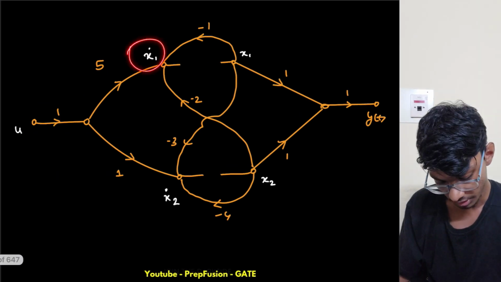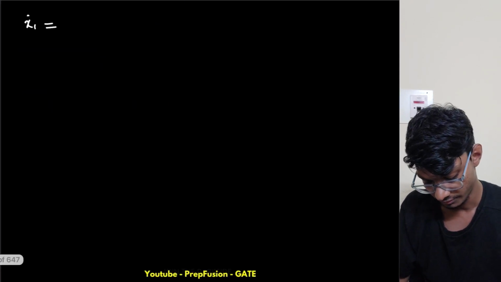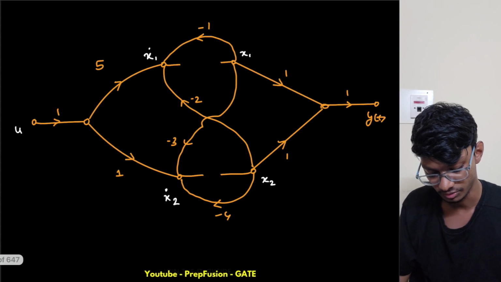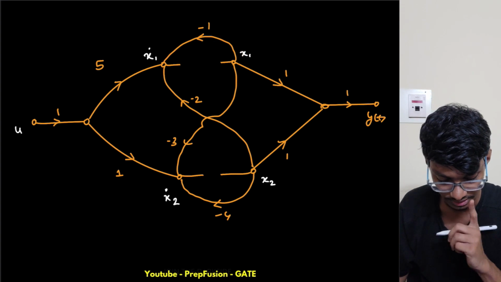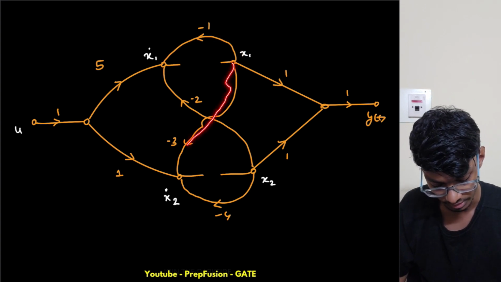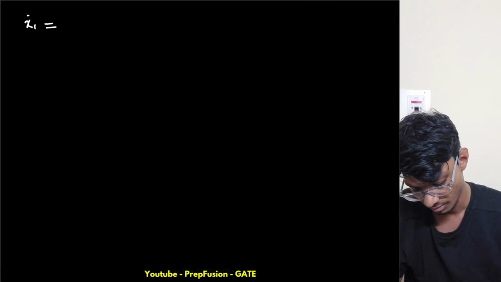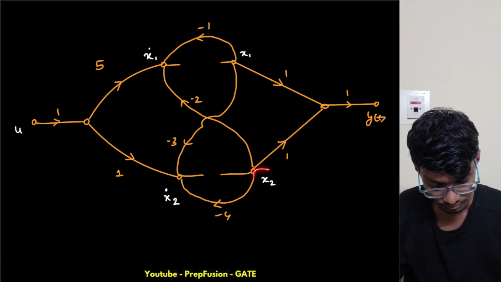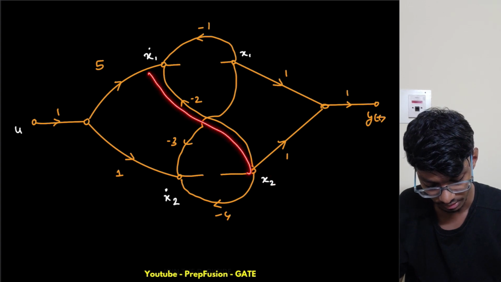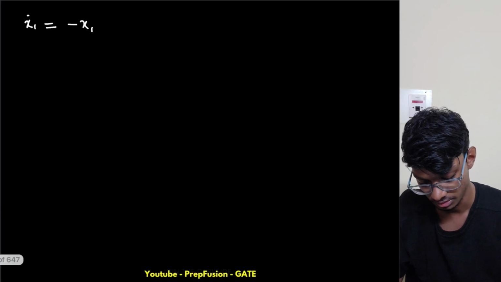What is x1 dot? x1 dot can come from u, 5 times u. That is one thing, so I will write 5u. First I should write this sequentially, so in terms of x1, x1 will come, minus 1 x1 here. Is there any other path? Can I go from here? No, I can't, so it is only minus 1 x1. Now x2: x2 can go from here. Can it go from anywhere else? It can't, this is against the flow. So it is minus 2 times x2.